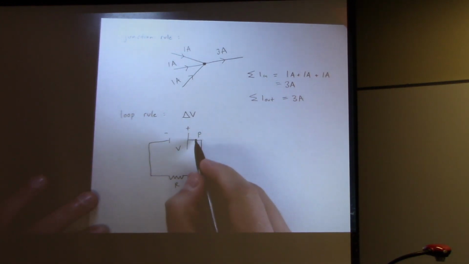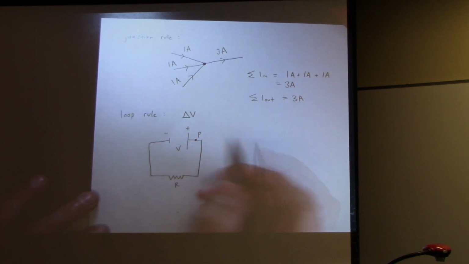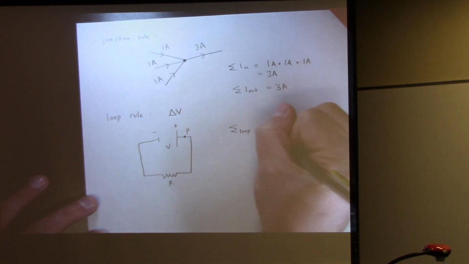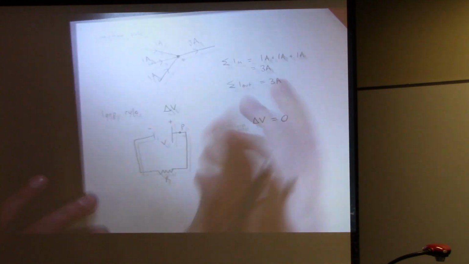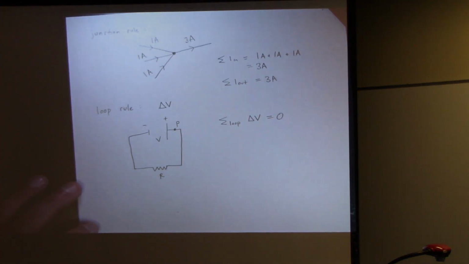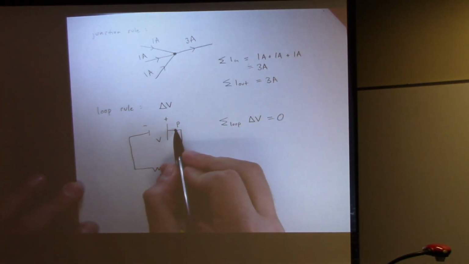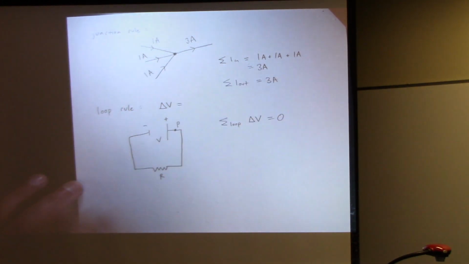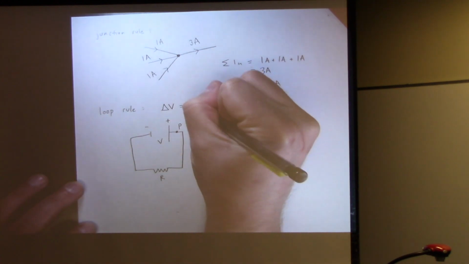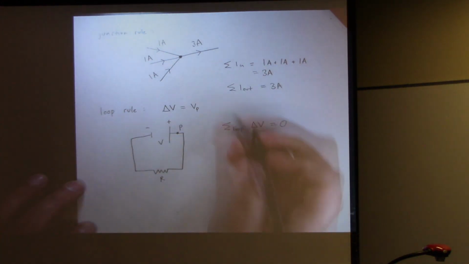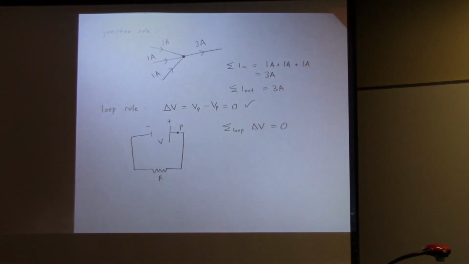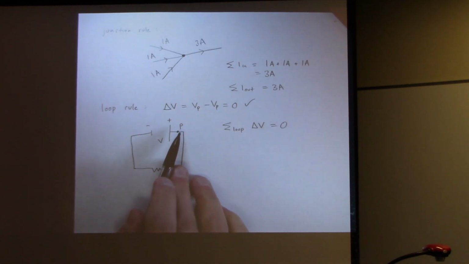As long as I end up at that same exact point where I started, the loop rule says, if I take the sum over the loop of my delta V's, I'm going to get 0. And in this context, it makes a lot of sense, because let's say I want to take the loop starting at point P, going clockwise. Well, the delta V for that entire loop is going to be the electric potential at point P minus the electric potential at point P, which is 0. In other words, it's just the same exact electric potential at the start and the end.